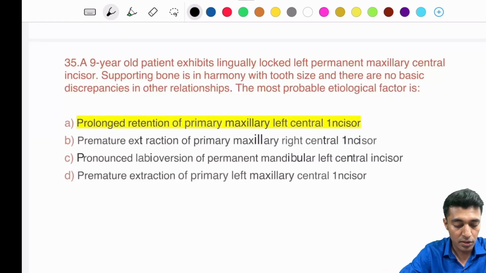A 9-year-old patient exhibits a lingually locked left permanent maxillary central incisor. Supporting bone is in harmony on the two sides and there are no basic discrepancies in other relationships. The most probable etiological factor is the prolonged retention of the primary maxillary central incisor. That is, it was not extracted at the proper time, which is why the permanent tooth erupted behind the deciduous tooth.